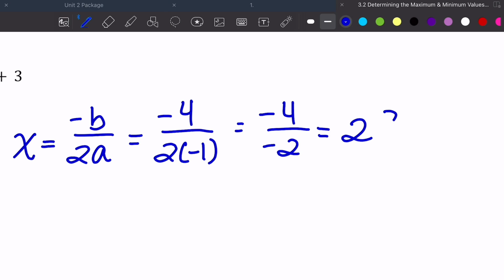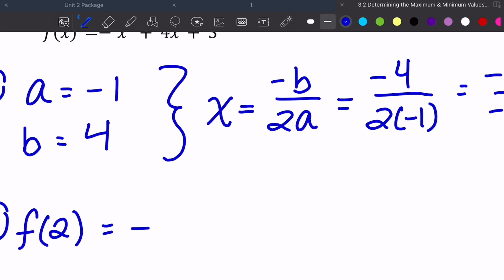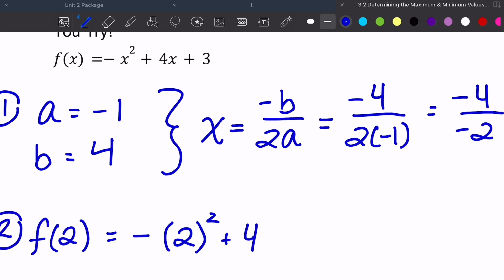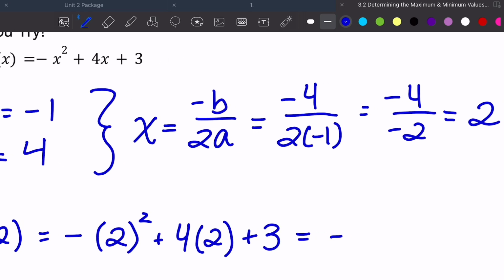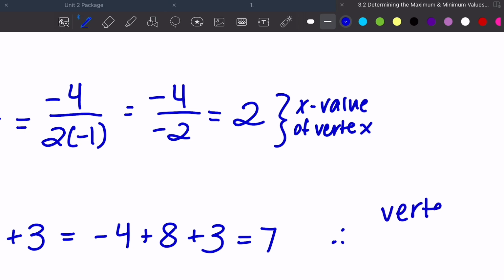Whoa, that was an ugly bracket. X value of vertex. And then step 2 is now I'm going to take that value and plug it into my expression, which f at 2 is going to be equal to, notice, negative 2 squared. So the negative does not join the x, like on the inside, right? It's like you're saying negative 1 times 2 squared. And then I continue. Plus 4 times 2, plus 3. And I believe this gives us 7 to finish with, because this is going to be minus 4 plus 8 plus 3, which is 7. So therefore, our vertex is 2, 7.